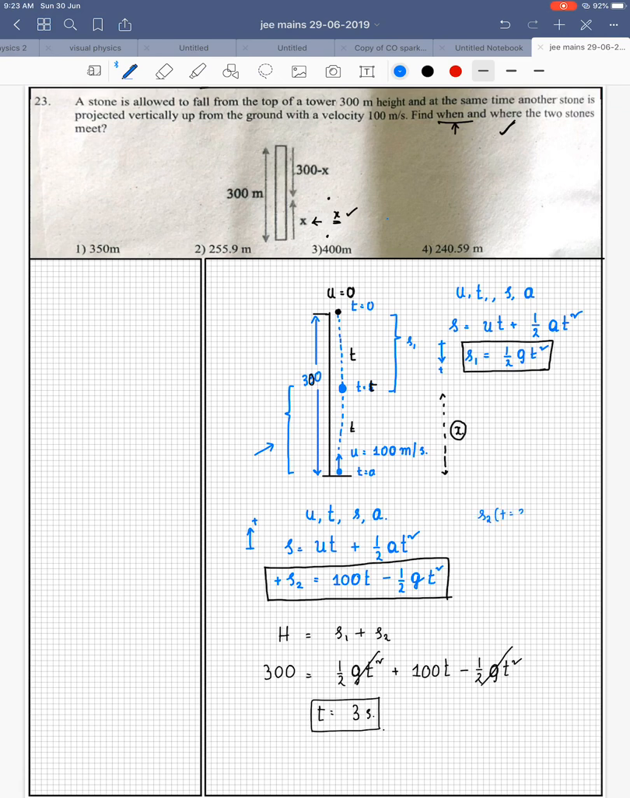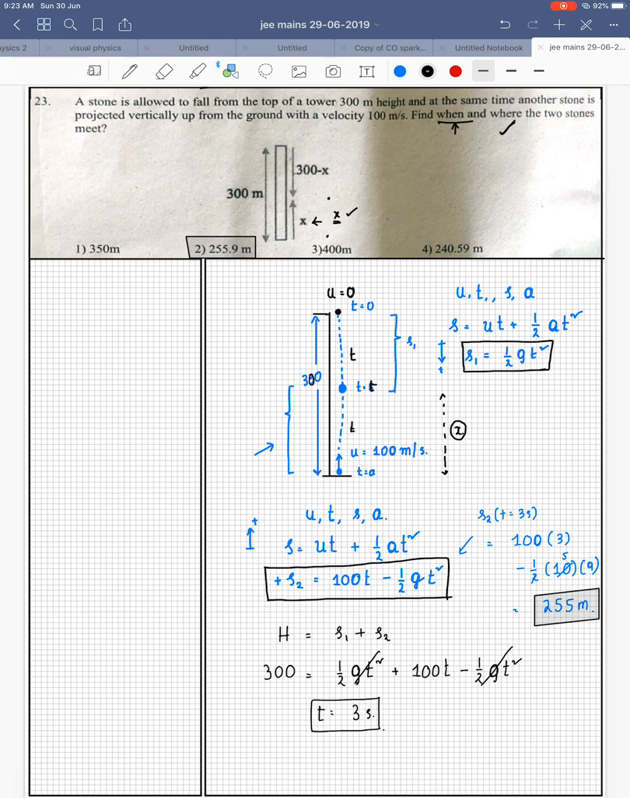At t equal to 3 seconds, substitute t equal to 3 seconds in this equation. So you get 100 into 3 minus half g, you can assume g as 10, t square is 9. So 300 minus 45, that is 255 meter. So this happens to be your distance of the particle from the ground, and the answer is 2.